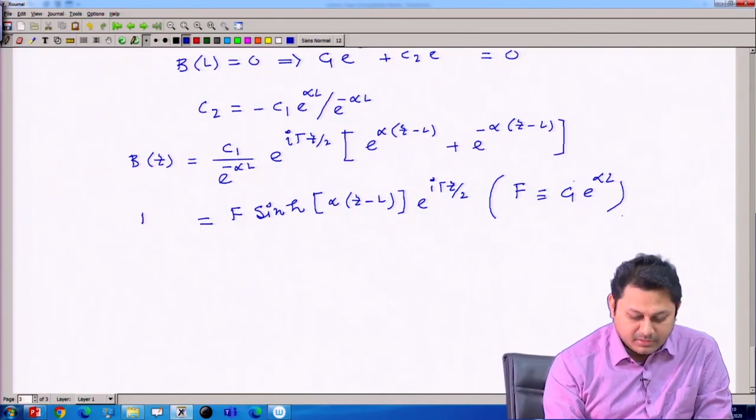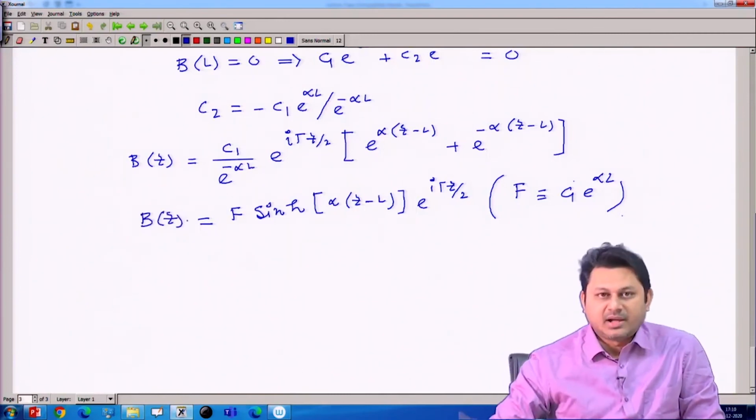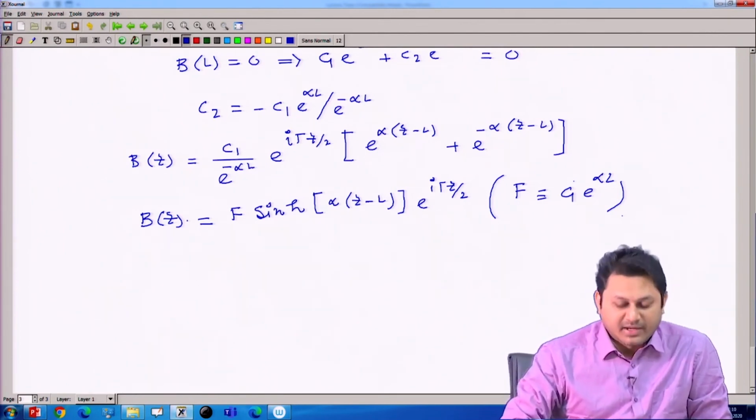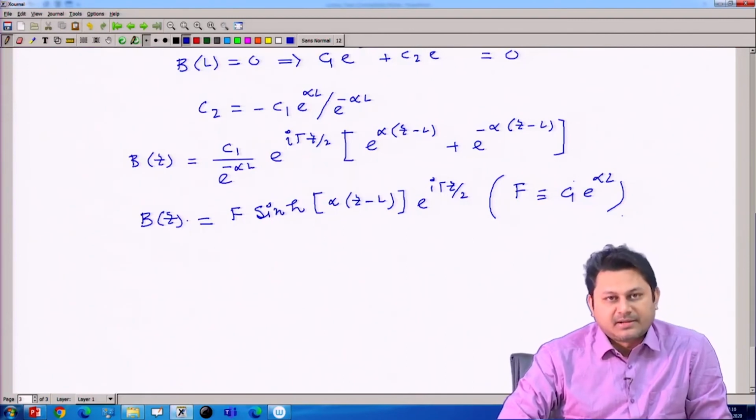Well, in today's class I derived B(z). In the next class I will try to find out the value of A, which we can find straightforwardly from B, but today I do not have that much time to complete this calculation.